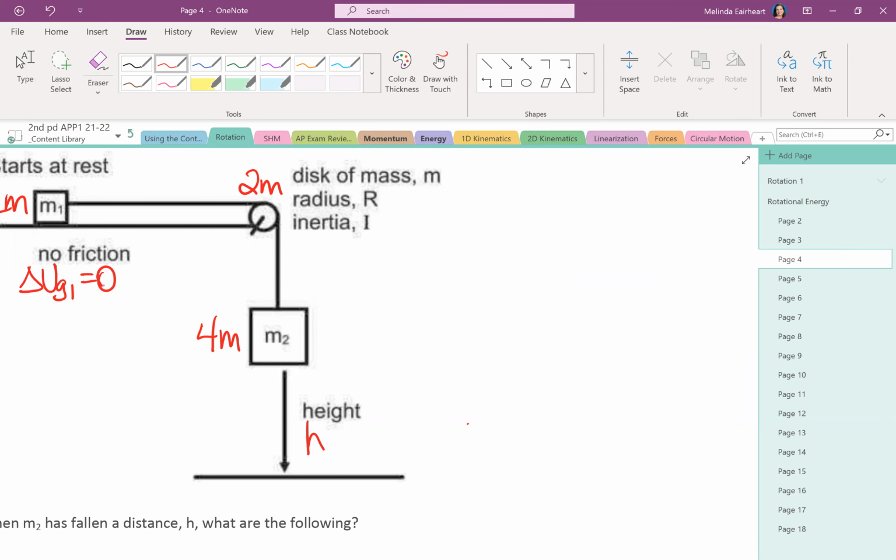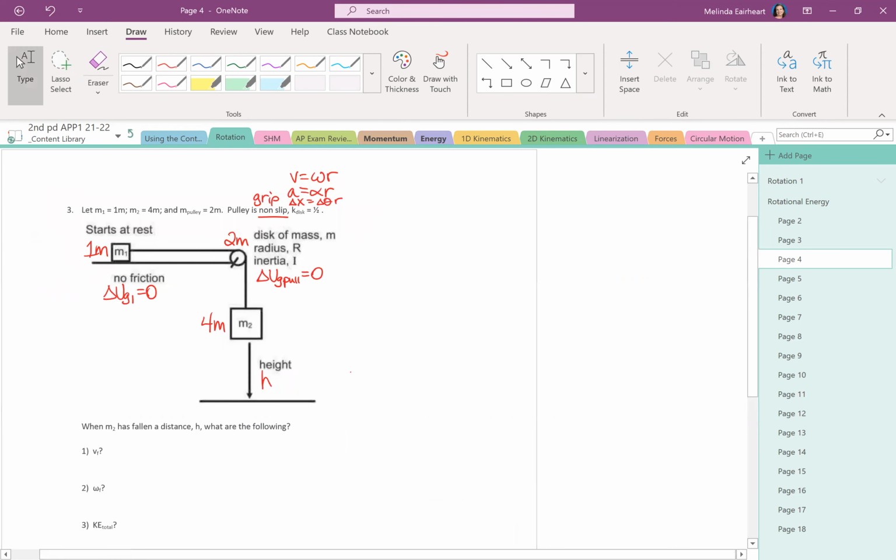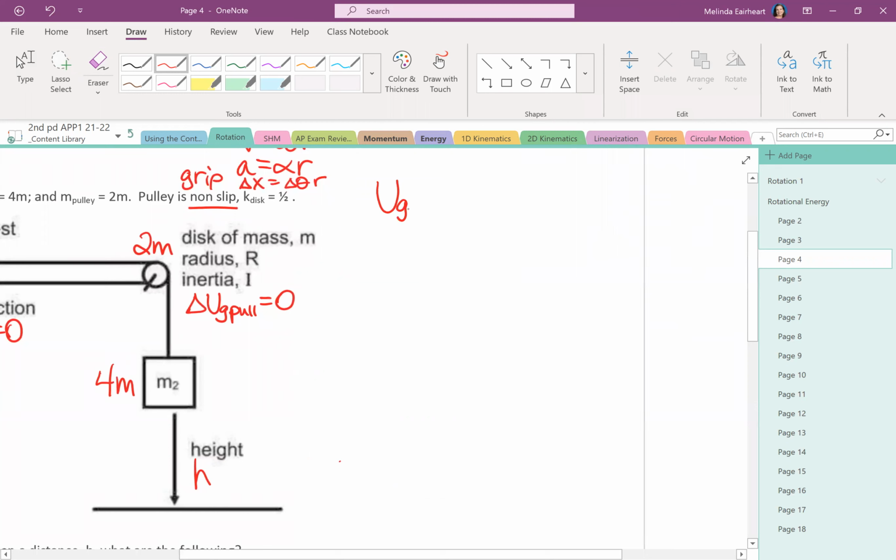Same thing with the pulley. The pulley is not going to come off its hinge and fall. It's just going to rotate there. And so the change in gravitational potential for the pulley is also 0. But M2 is the only one that's going to change potential and convert to other forms. Wouldn't you agree that as it falls down, the potential energy of block 2 decreases? And it's going to speed the whole system up. And so we're just going to take a look at the initial potential energy of block 2.